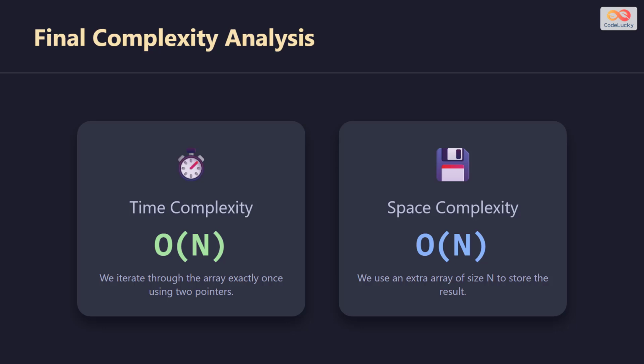With this approach, we only iterate through the array once. This gives us a time complexity of O(n), which is much faster than the naive sorting approach. The space complexity is O(n), as we need a new array to store the result. This is the optimal solution.